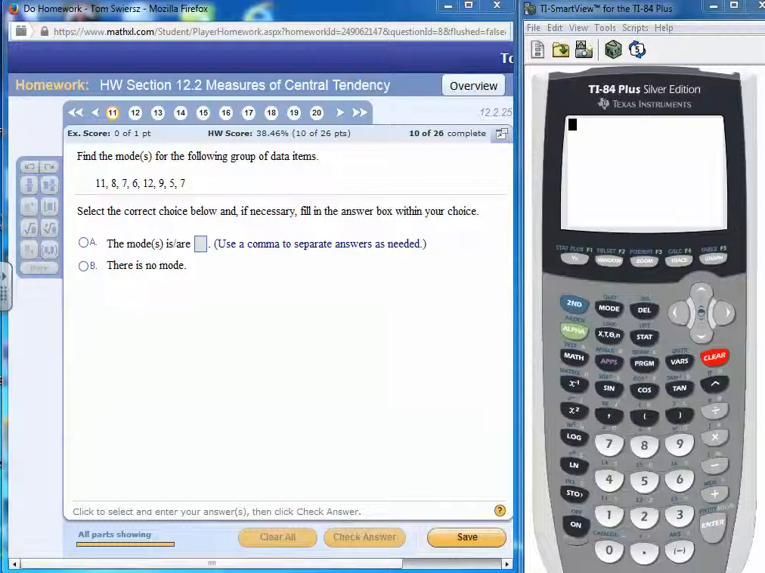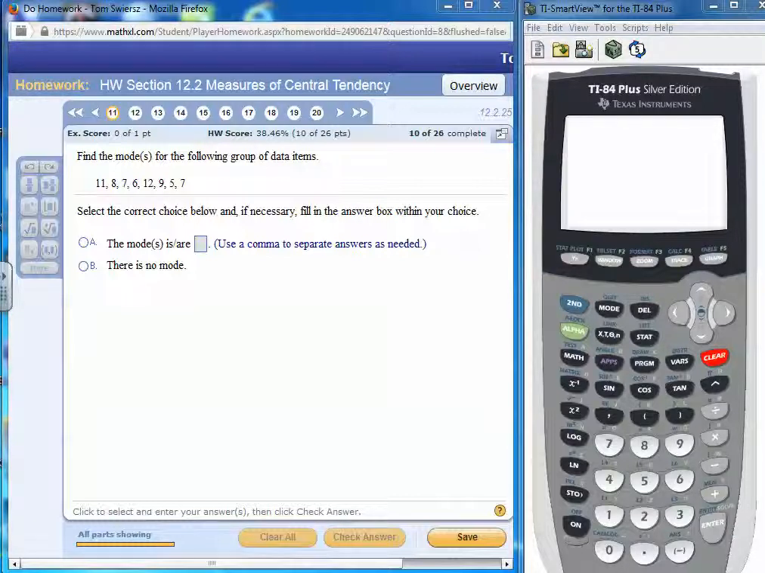Okay, in this video, we're going to go ahead and do some homework problems from section 12.2, Measures of Central Tendency. We're going to start with homework exercise number 11.